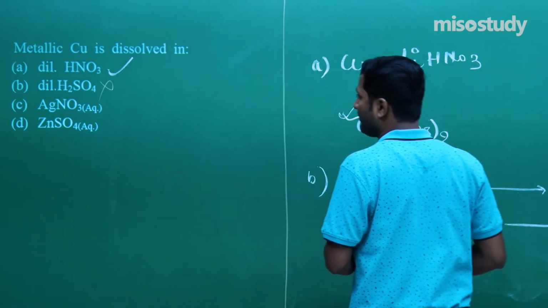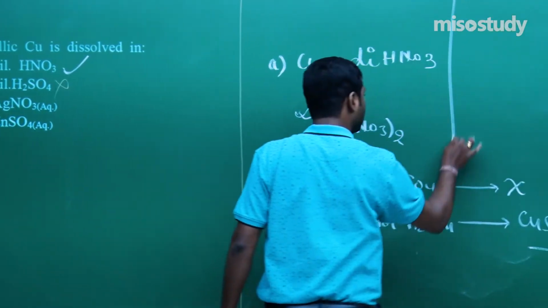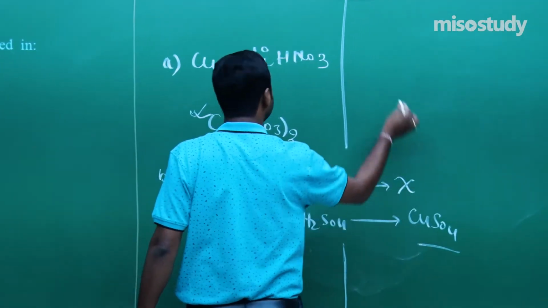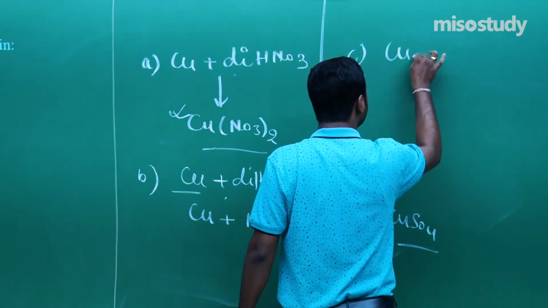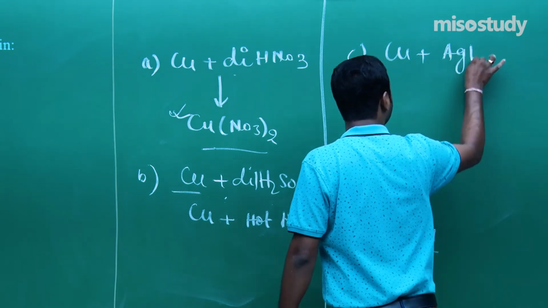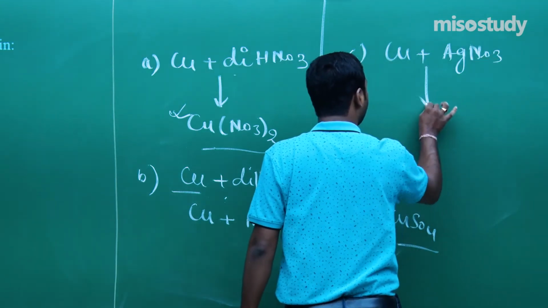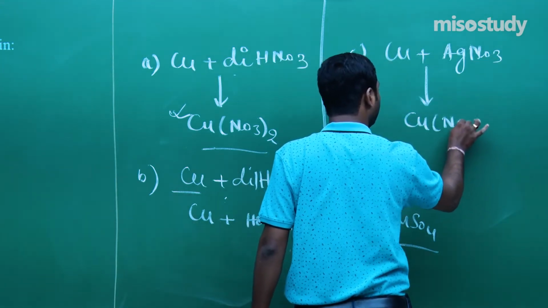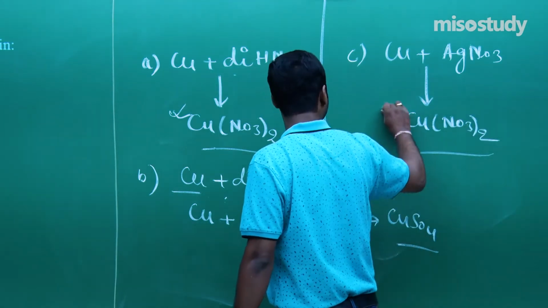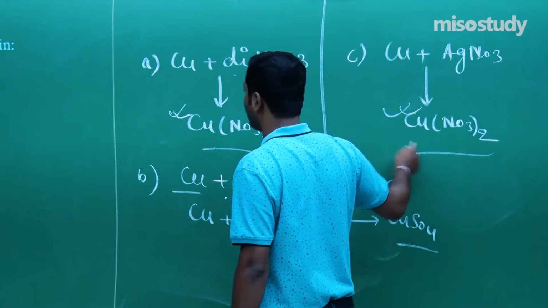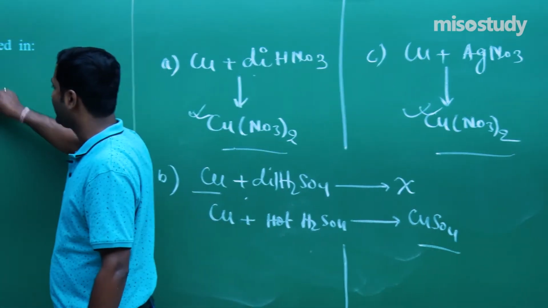Now check out the third option, AgNO3. Wait for a moment, I'm moving here. That is Cu plus AgNO3. It gives you what? It gives Cu(NO3)2. Clear to you? Yes. Then definitely metallic Cu is dissolved in AgNO3. This is also a correct option.